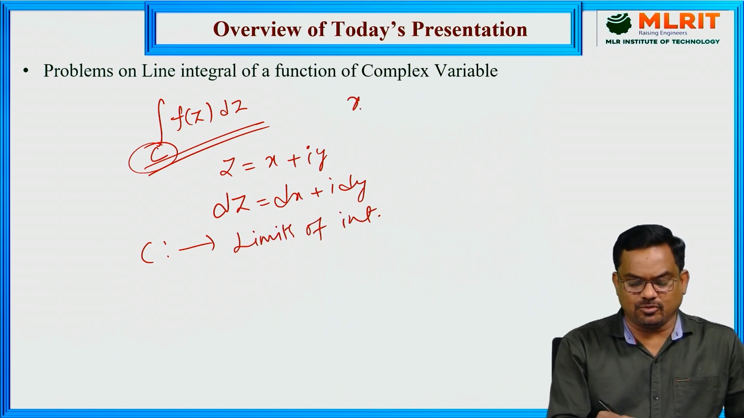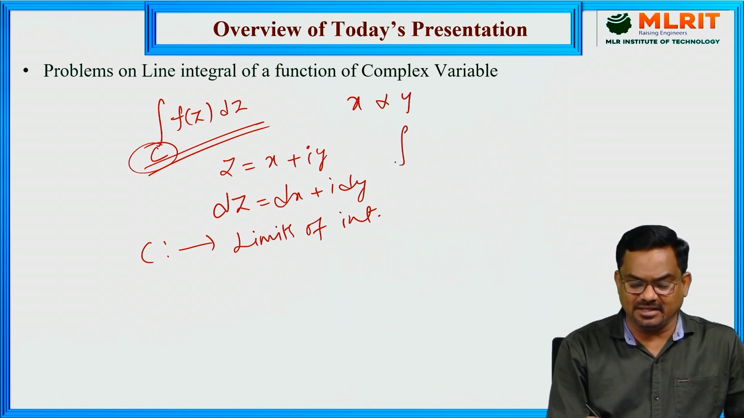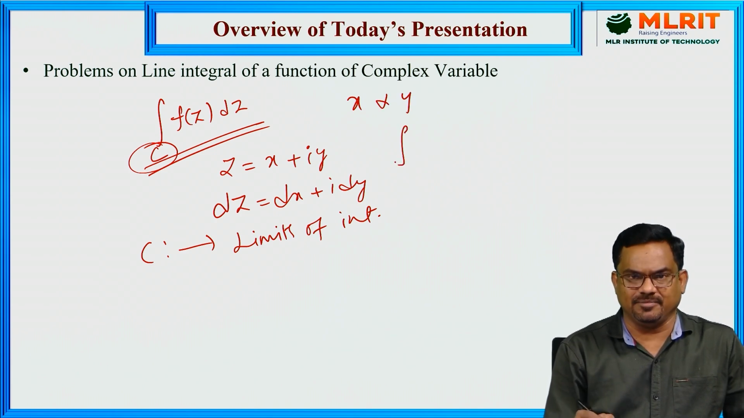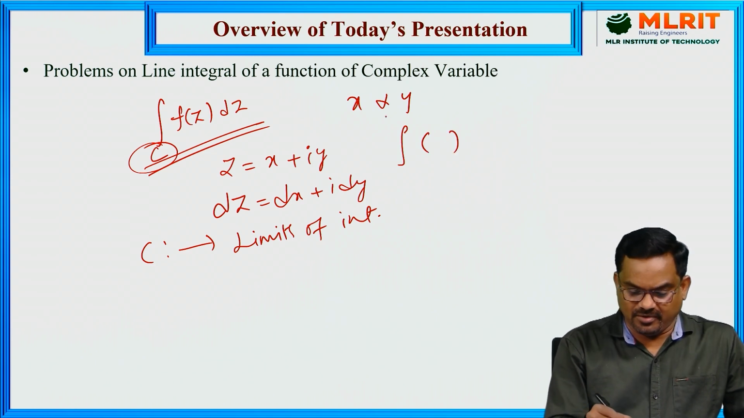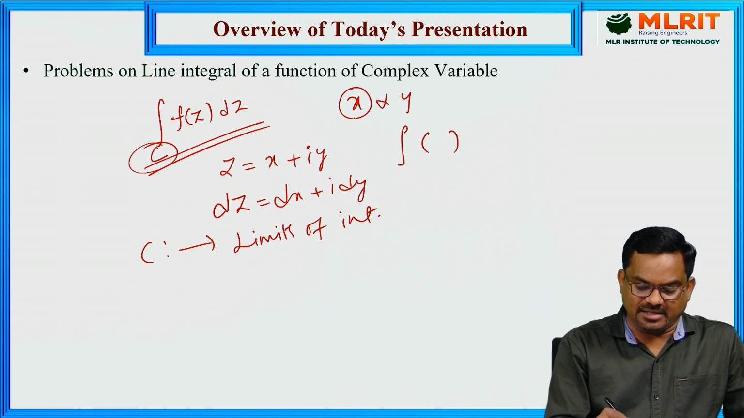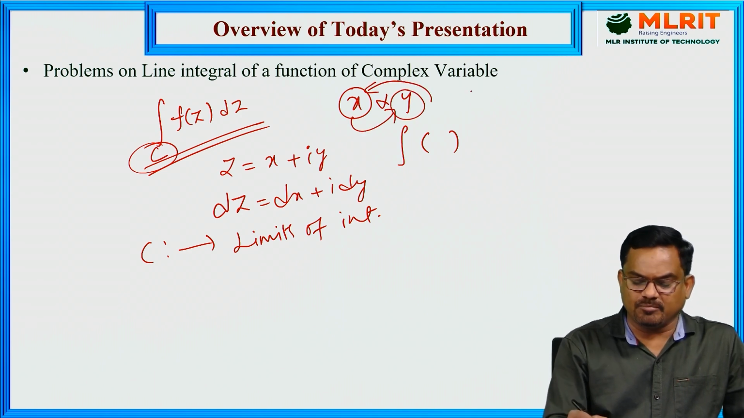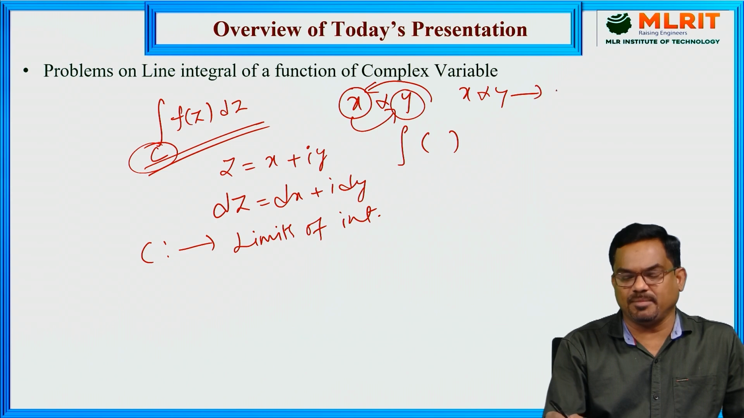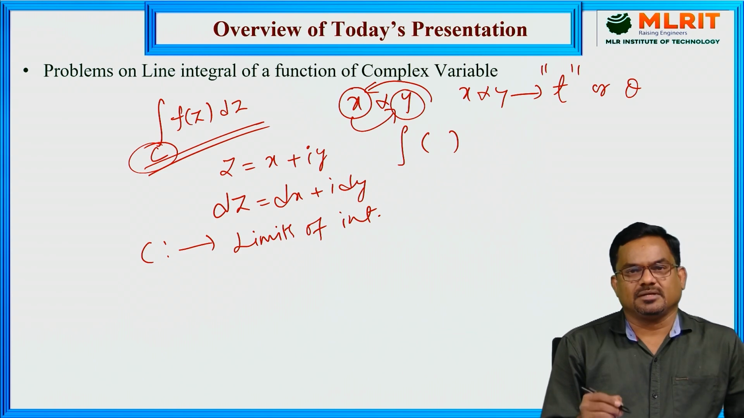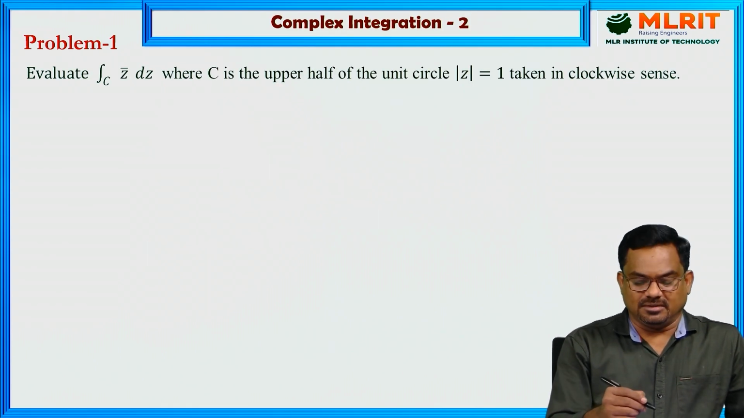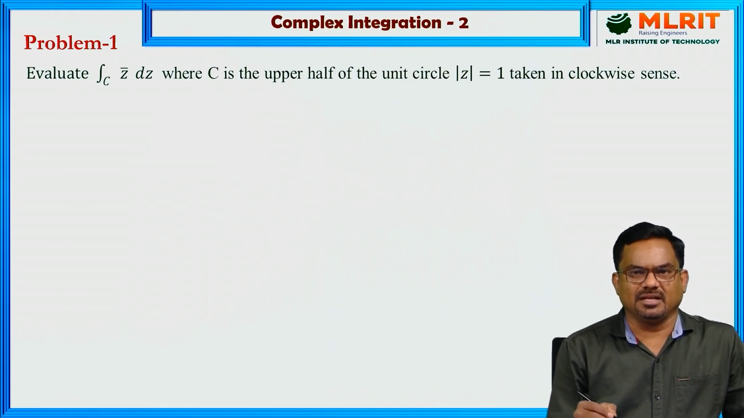Here we have two variables, but we are evaluating a line integral, that means a single integral. It is possible only when there is one variable. So, here we transform either x to y or else y to x or both x and y to some other variable t or theta, etc. Let us solve some problems on the complex integration, particularly the line integral.